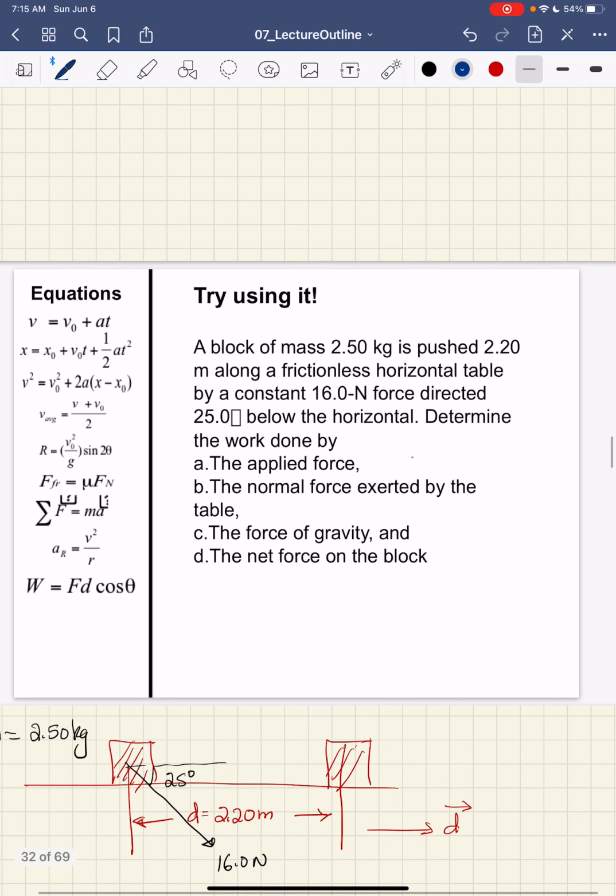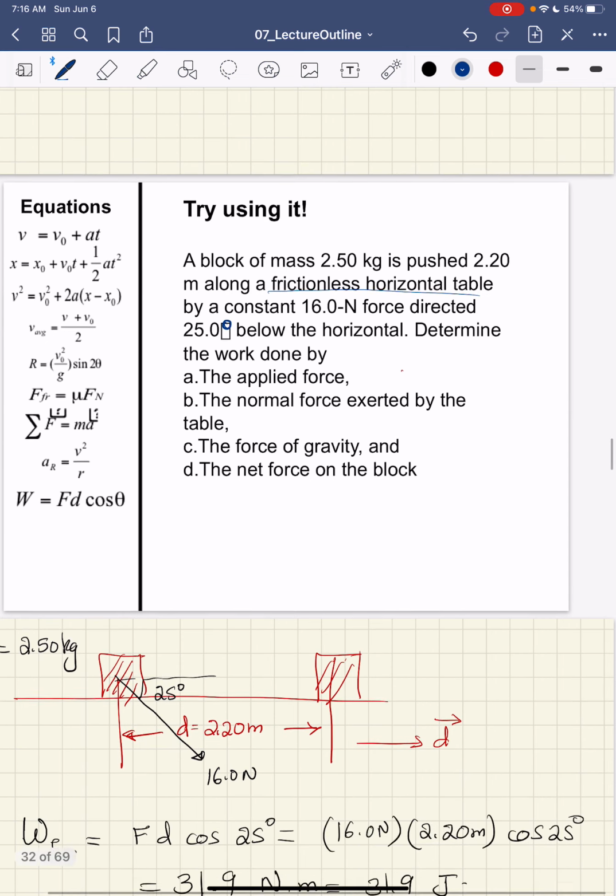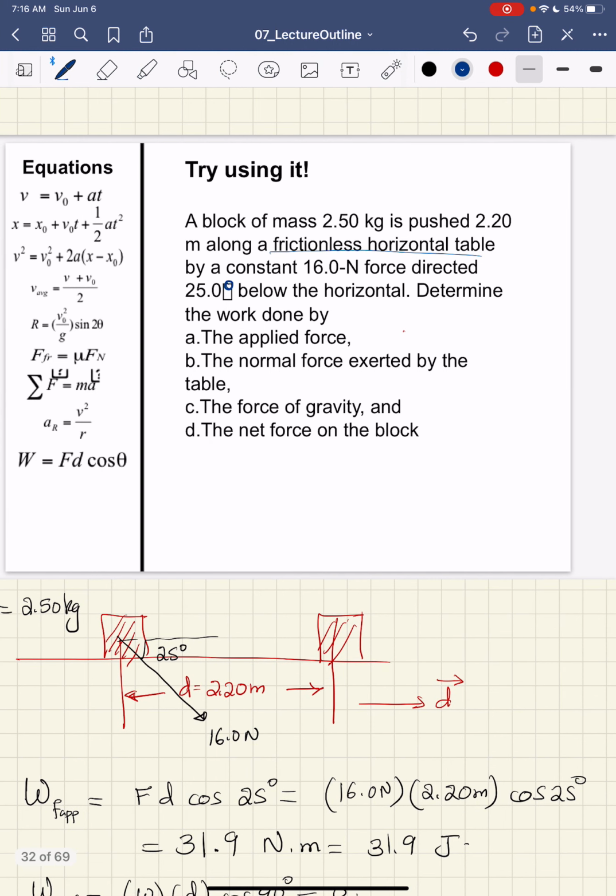We have here another one. A block of mass 2.5 kilograms is pushed 2.2 meters along a frictionless surface, okay, then we don't have friction, by a constant force of 16 newtons, directed 25 degrees below the horizontal. Determine the work done by the applied force, the normal force exerted by the table, the force of gravity, and the net force on the block.